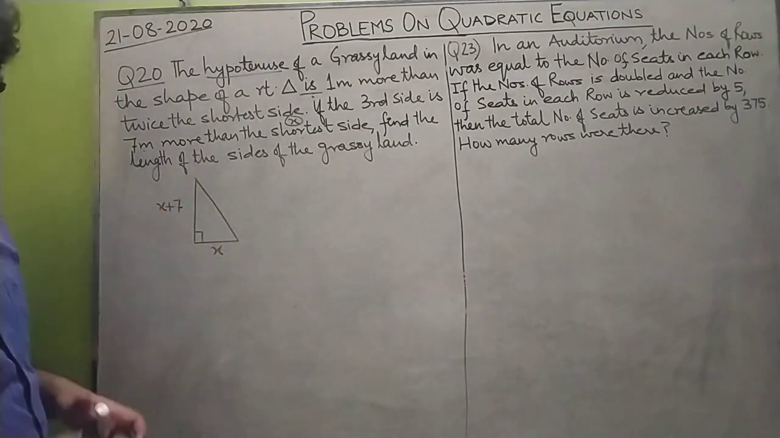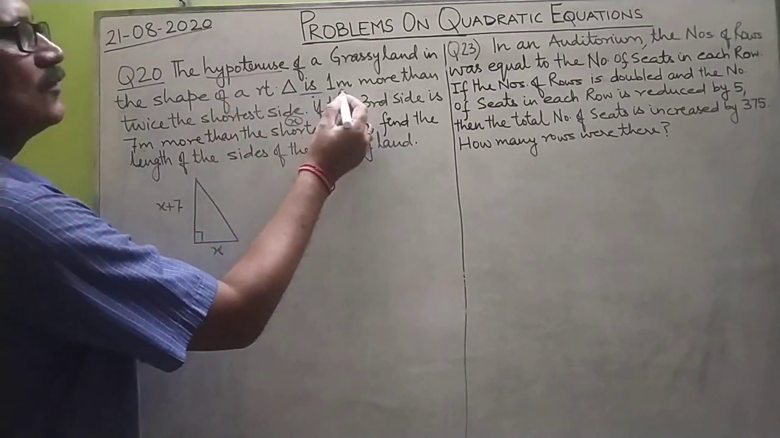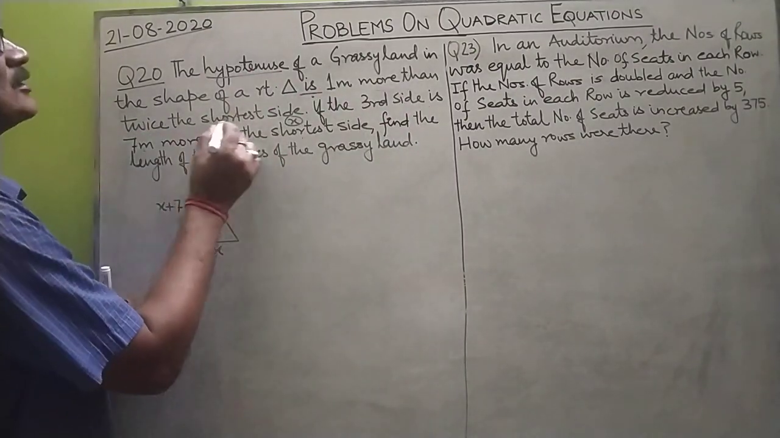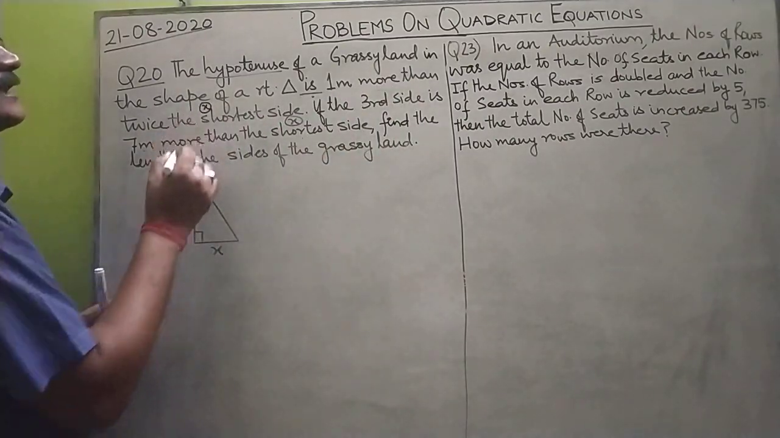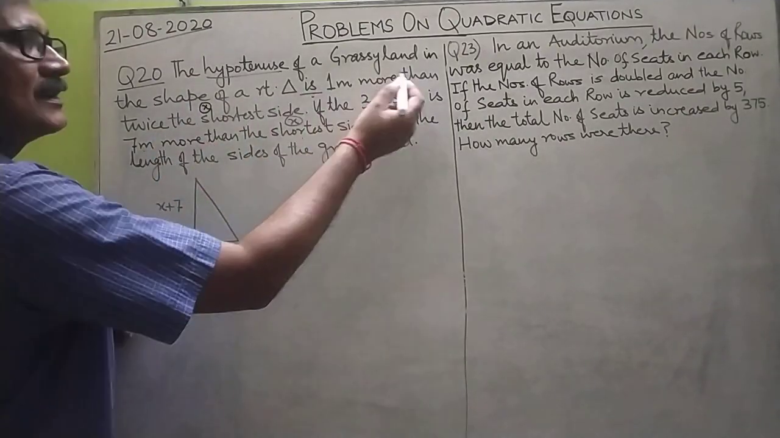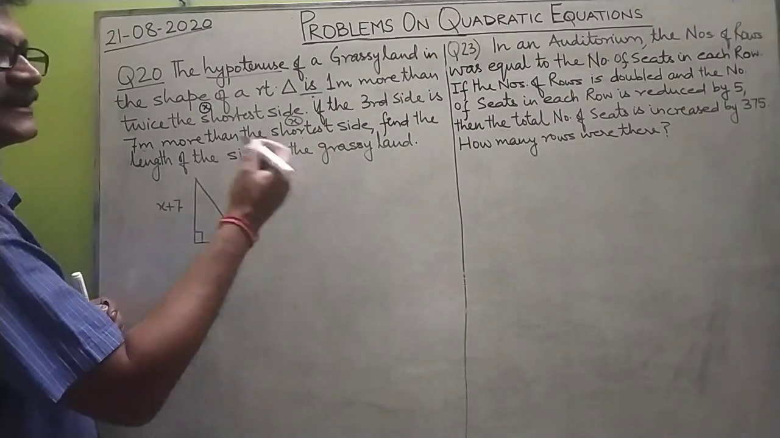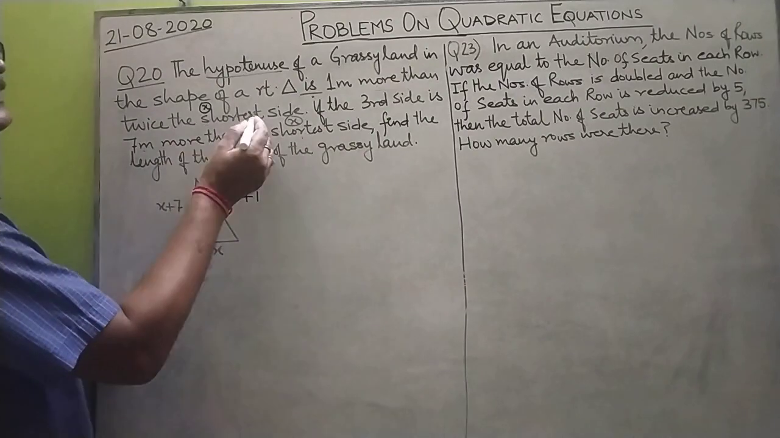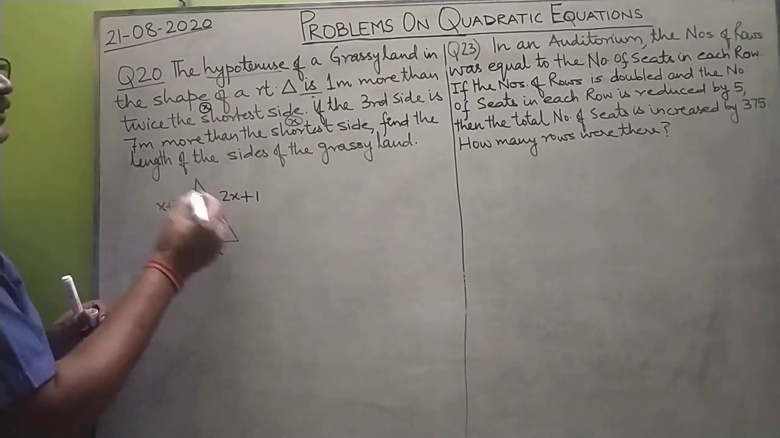Okay, children? Now, what do you have about the hypotenuse? Hypotenuse is 1 meter more than twice the shortest side. 1 meter more than twice the x, because the shortest side has been taken as x. 1 meter more means plus 1. And plus 1 to what? Twice the shortest side means twice the x, 2x plus 1.